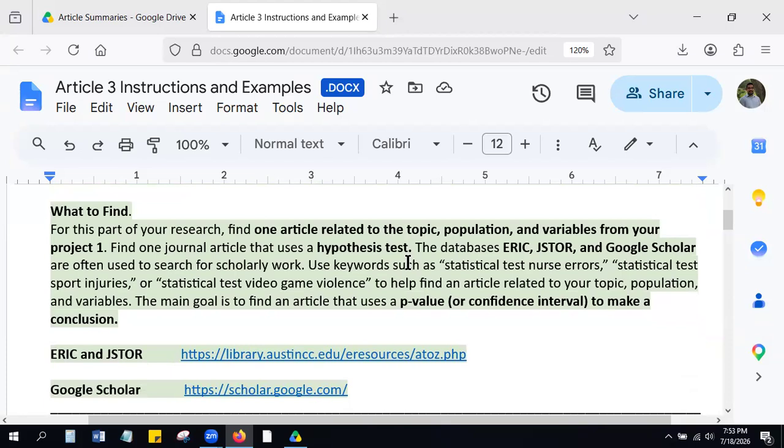Now, again, it may be difficult to find something that's super related to what you did. So as long as it's still within the same space, like if you did students, video games, try to find something related to that. If you did nurses, still try to keep it somehow related to nurses, as much as you can possibly do.